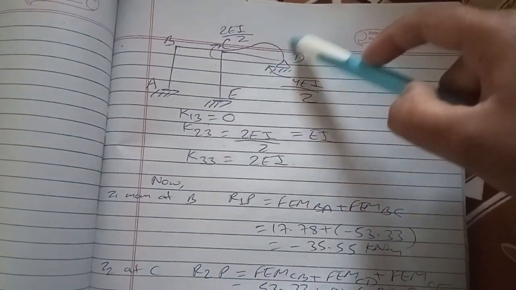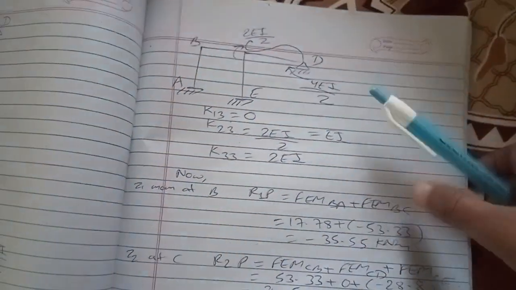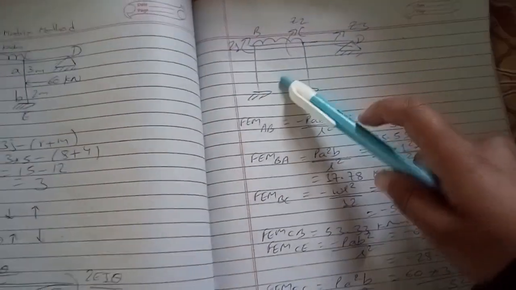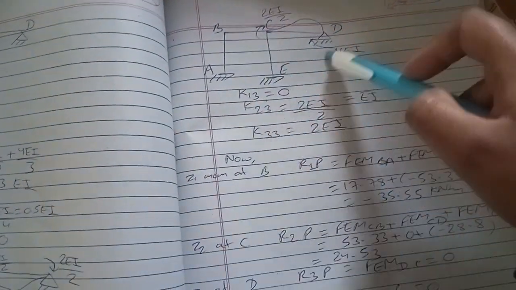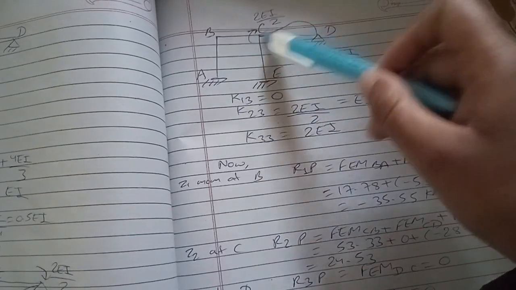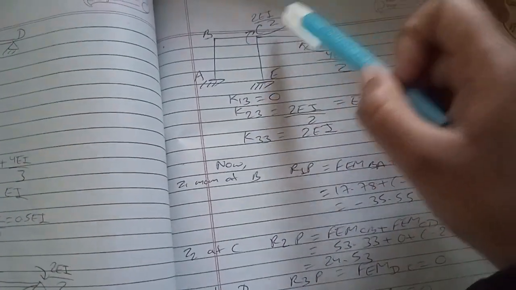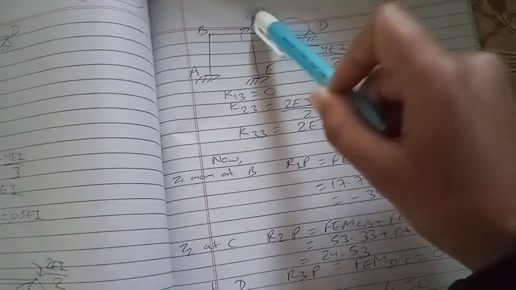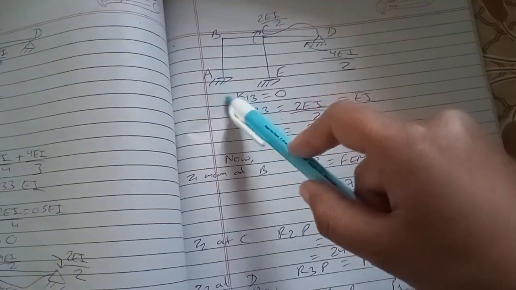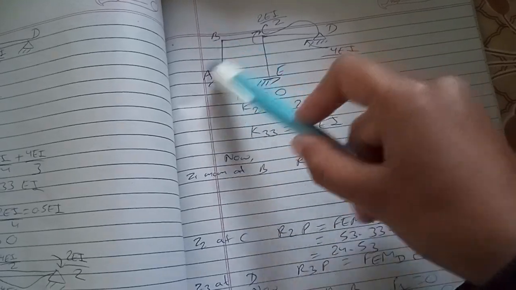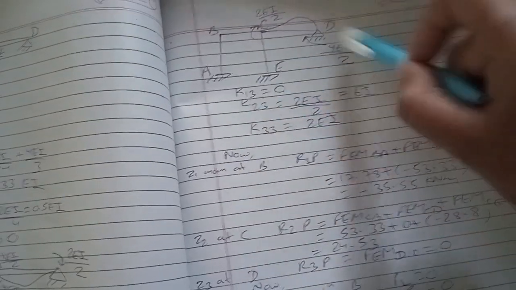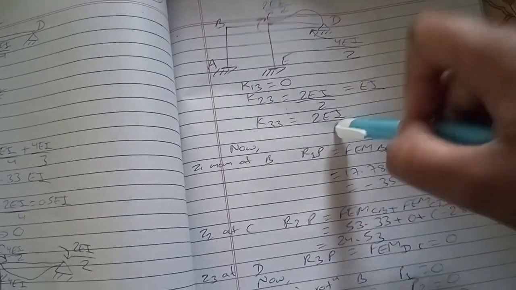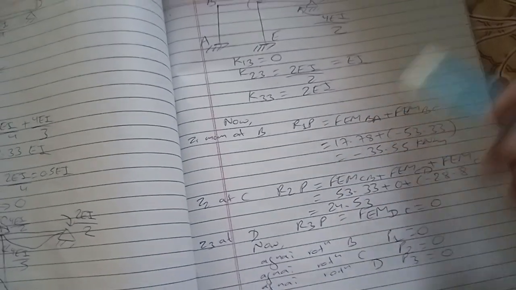Now for Z3, since in this figure we have kept it clockwise, it will be moving upward only. So we have only one moment of this sort. The starting point is 4 by L, the other side 2 by L, and at B there is no moment, so 0. For C there is 2EI by 2. For Z3 we have 4EI by 2, so after solving we'll get this value.